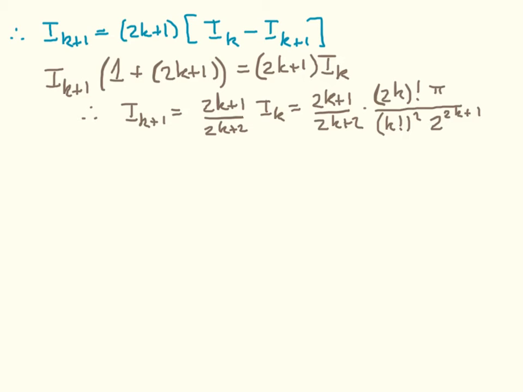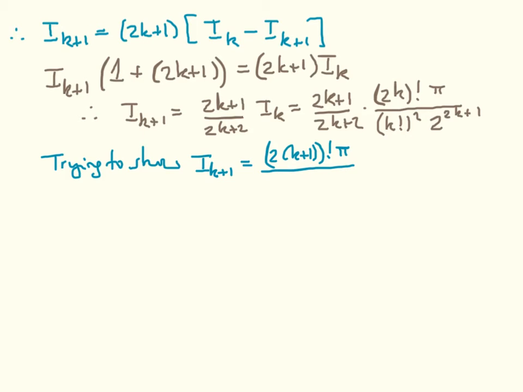And I think it's often helpful in such circumstances just to remember what we're trying to show. So we are trying to show that I_{k+1} is 2 times (k+1), all in brackets, factorial, times pi over (k+1) factorial, all squared, and 2 to the 2(k+1) plus 1.